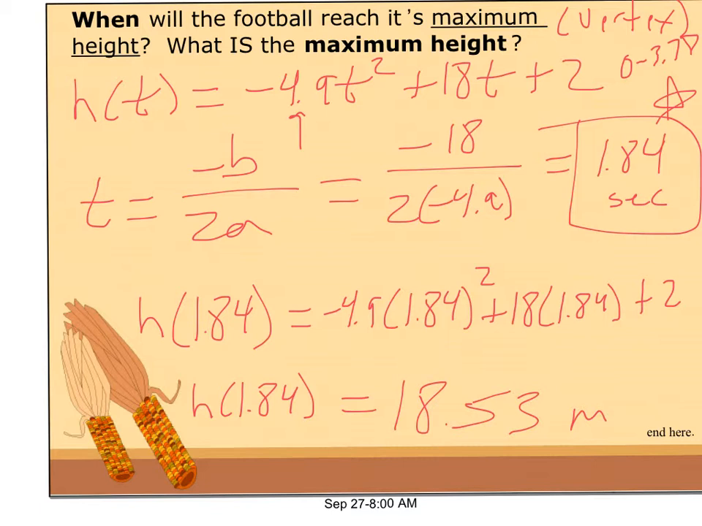18.5 meters, that's about 45, 50 feet. Actually, maybe more like 50 to 60. But again, reasonable number. Nothing crazy here, no negatives, nothing weird like that. These answers seem to make sense with the context of the problem. That's all for 1.8 day 2.